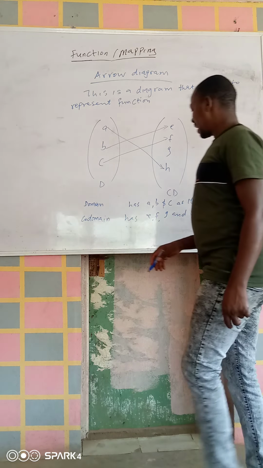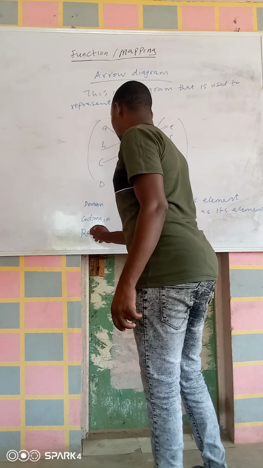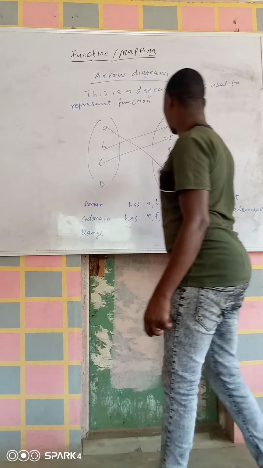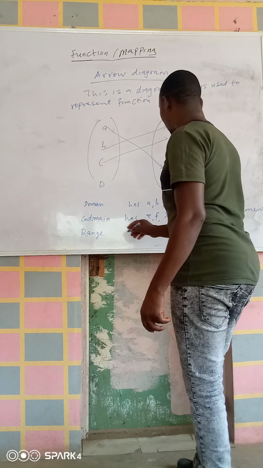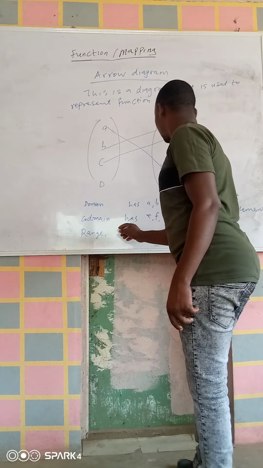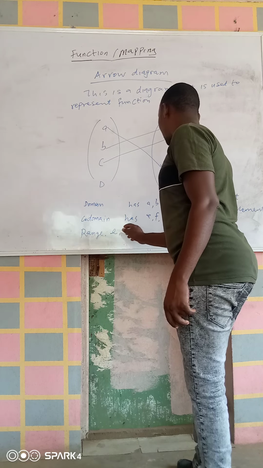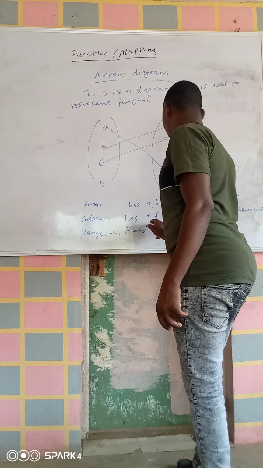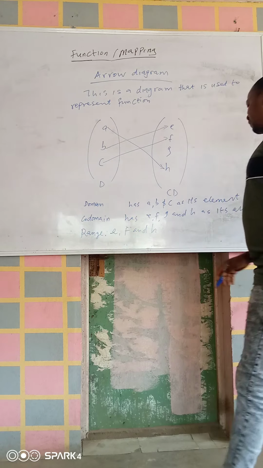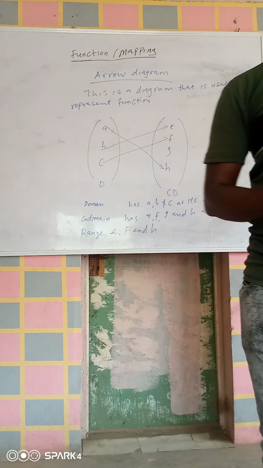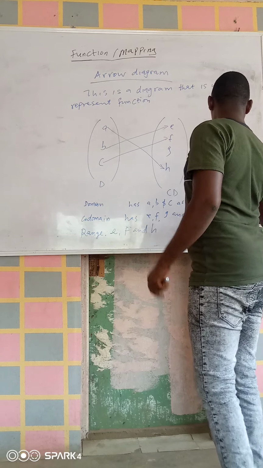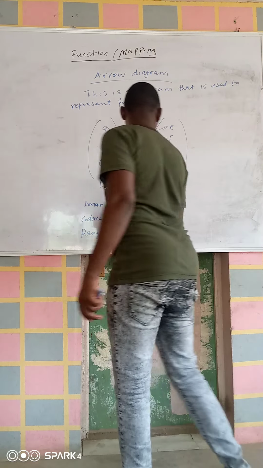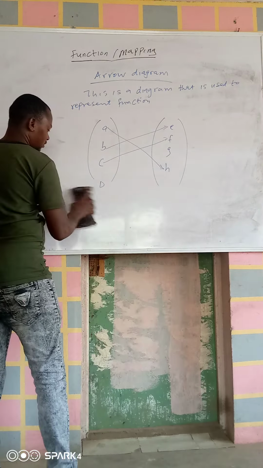Now the range, as I told you, is the set of values that are able to pair with the domain. So the range elements are E, F, and H. That is how to use an arrow diagram to represent a function.